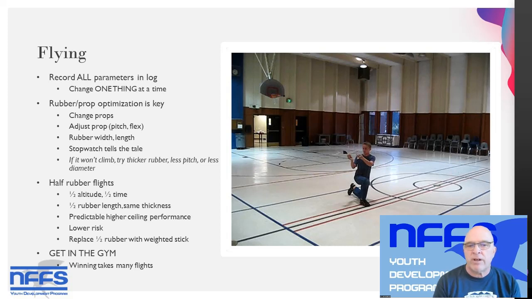So it's a predictable way of practicing for a higher ceiling. It's a lower risk way of practicing, even if your ceiling is the same height as the competition ceiling. If you have girders that the plane can get stuck in, if you use a half piece of rubber, then you reduce your risk. You're not going to get the plane caught in the girders while you're trying to get the basic trim of the airplane. Most important thing is get in the gym. Winning requires a lot of flights. Successful flying requires a lot of attempts at flying.